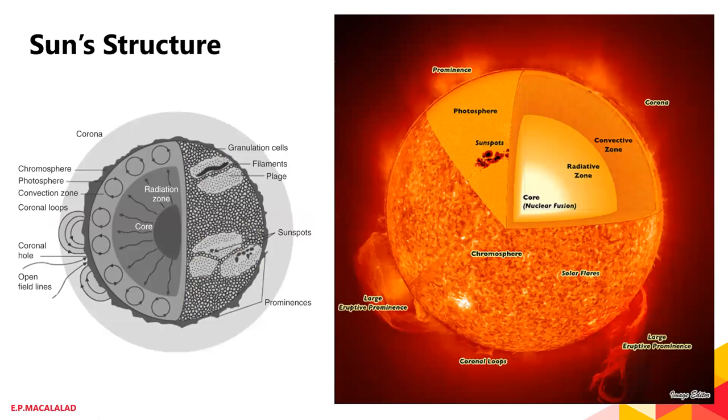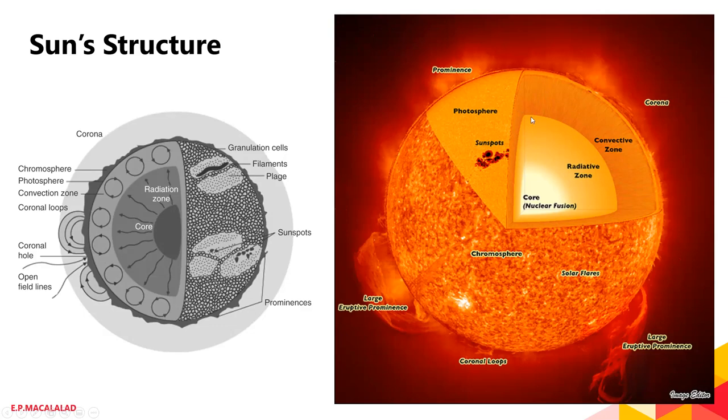So this is the solar structure. At the center, you have your core, and then after that, you have the radiative zone, wherein most of the heat is transferred by radiation from the sun's core, which is where your nuclear fusion happens. So the energy coming from the core of the sun is transferred through the radiative zone by radiation, as an energy transfer mechanism.